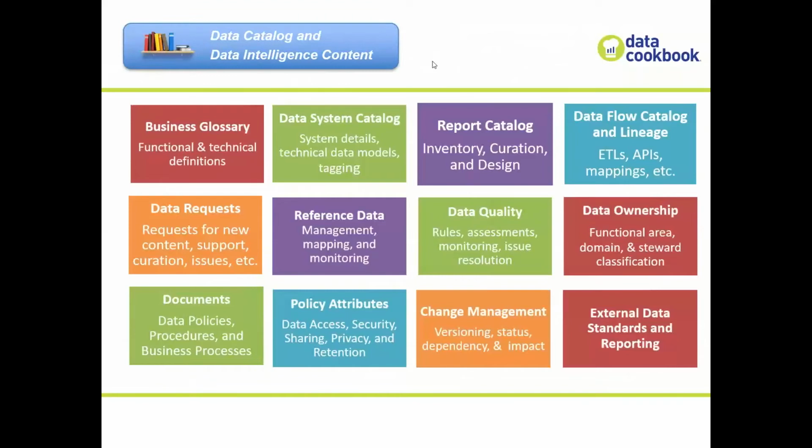Okay, so now let's talk about the content. We're going to go into each one of these in a second, so I'm just going to list them off and then go into each one individually. You've got your business glossary, a data system catalog, a report catalog, a data flow catalog and lineage, data requests, reference data, data quality, data ownership and domains, documents, policy attributes, change management, and external data standards and reporting. That's a very broad scope of the types of things that you might be tracking and managing around your data.